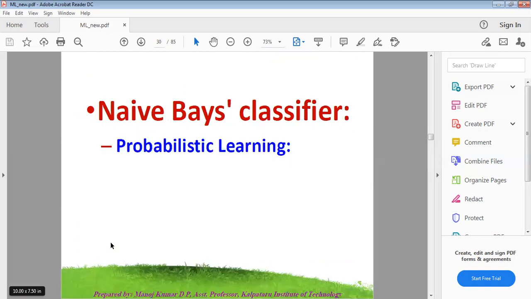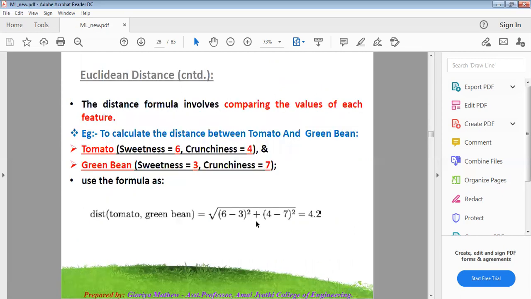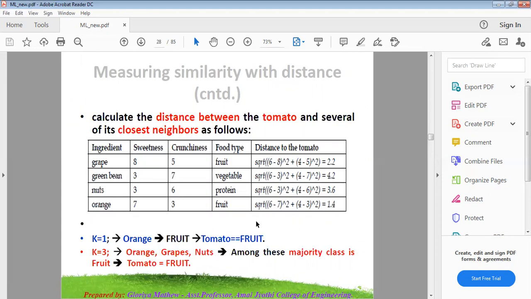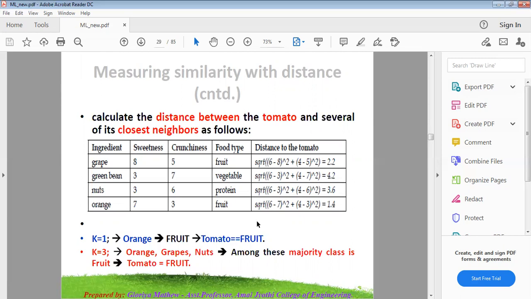So that is up to measuring similarity with respect to distance in the K nearest neighbor algorithm. I understood this particular thing; I thought you also understood. Now you have calculated all the distances. Now I'll be shifting from this to our programming part. So come for the programming part.